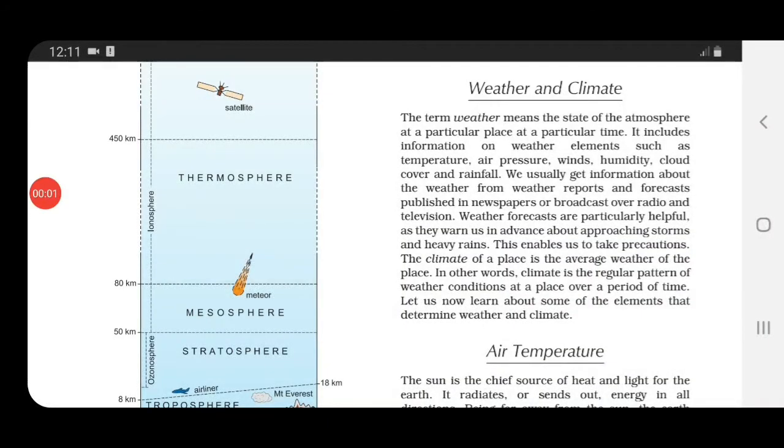Now our next topic of discussion, children, is weather and climate. Often what happens, children, in place of climate we use the term weather, in place of weather we use climate. We don't know the major difference between the two. These two terms are totally different from each other. So we will study about them in detail, and then you will come to know where you have to use the term weather and where you have to use climate.